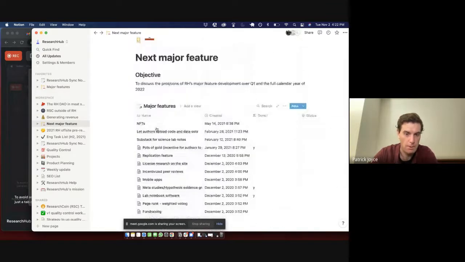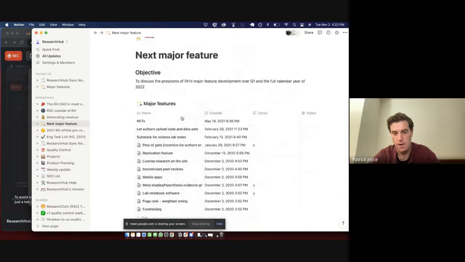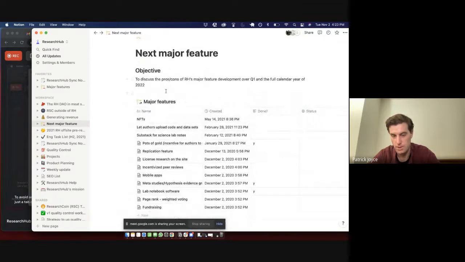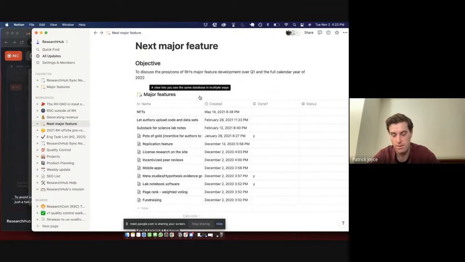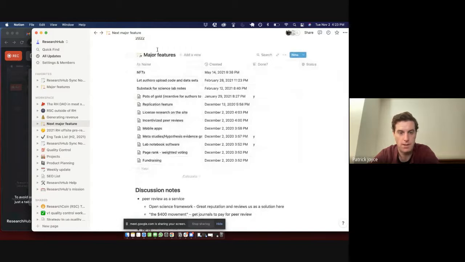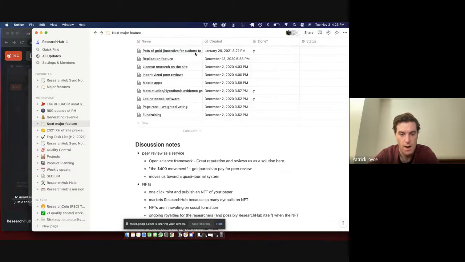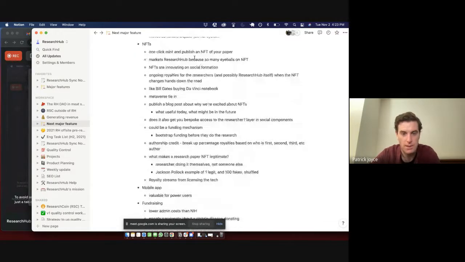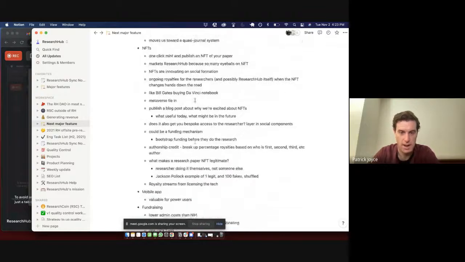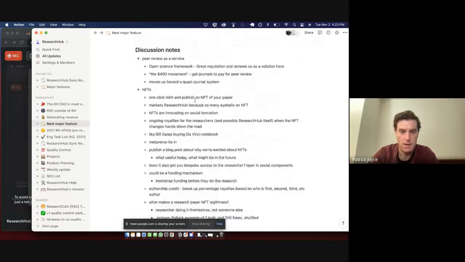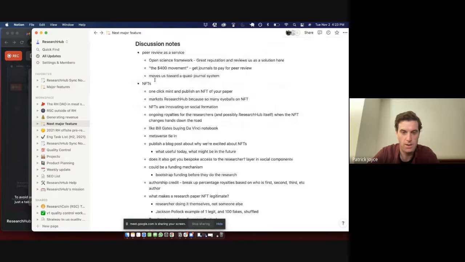Basically how this works is we took our list of major features and talked about it for about an hour and a half, and tried to prioritize what made the most sense to pursue over the next 6 to 12 months. And then Pat and Thomas, correct me if you think differently, but it seemed like most of the discussion was around NFTs and then doing peer review as a service.